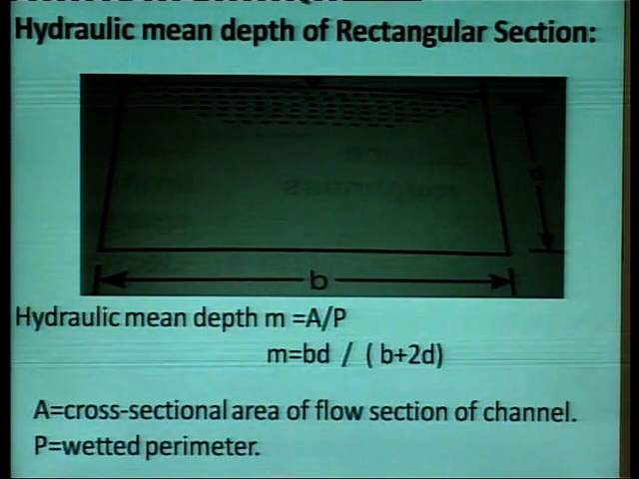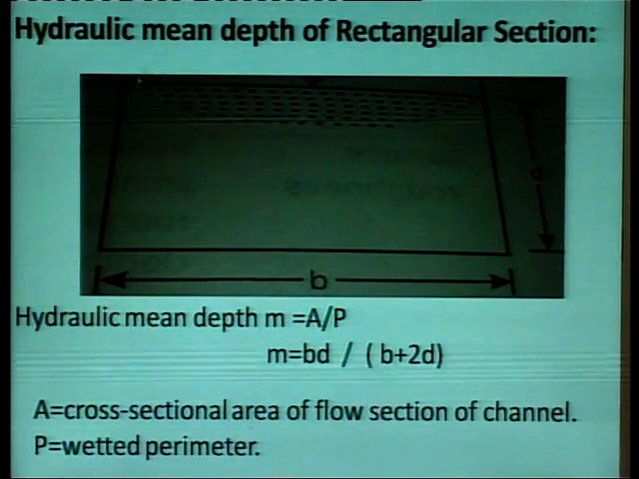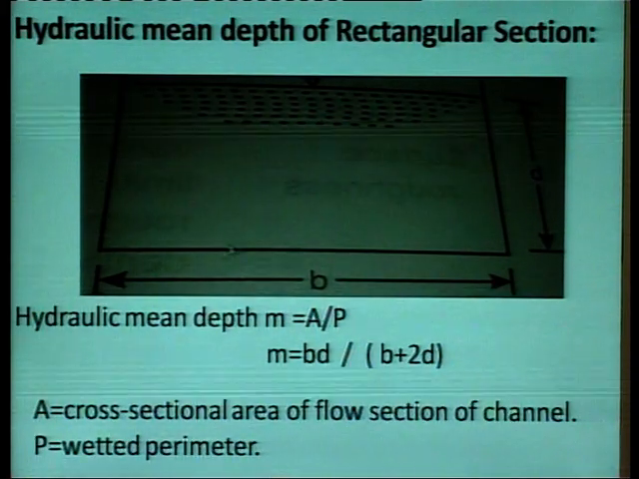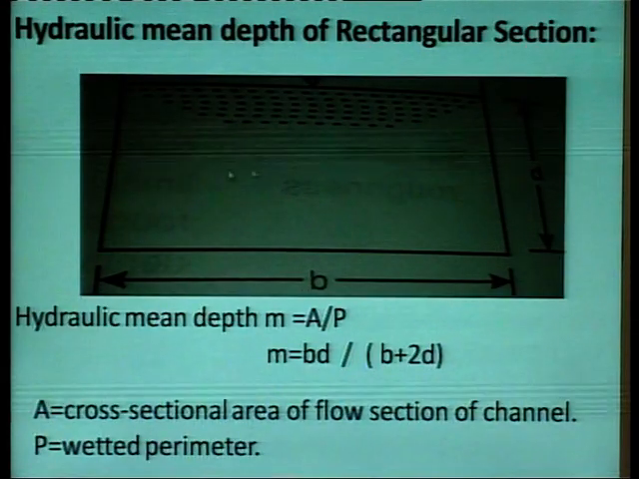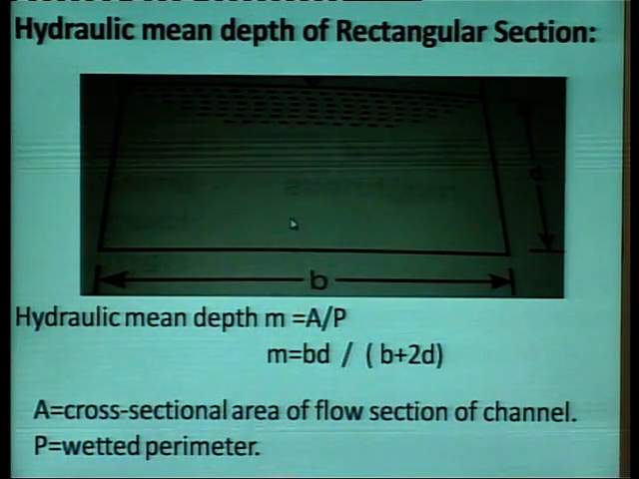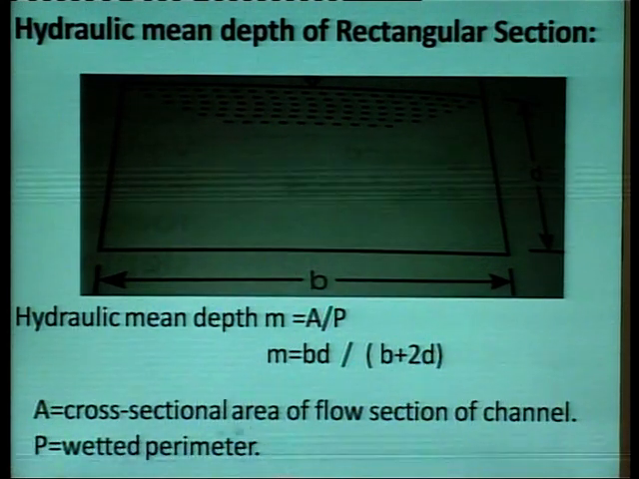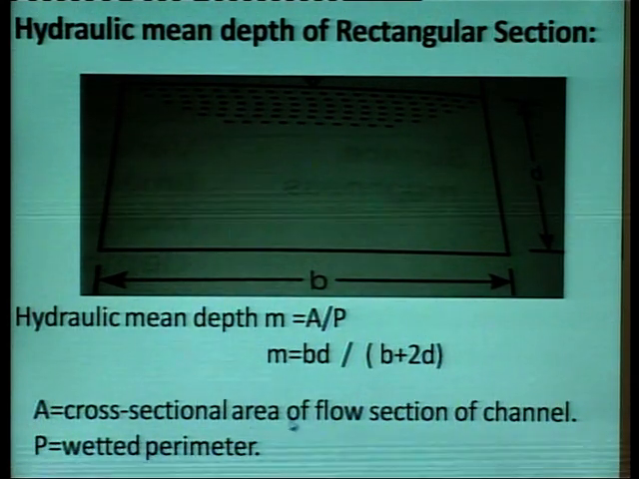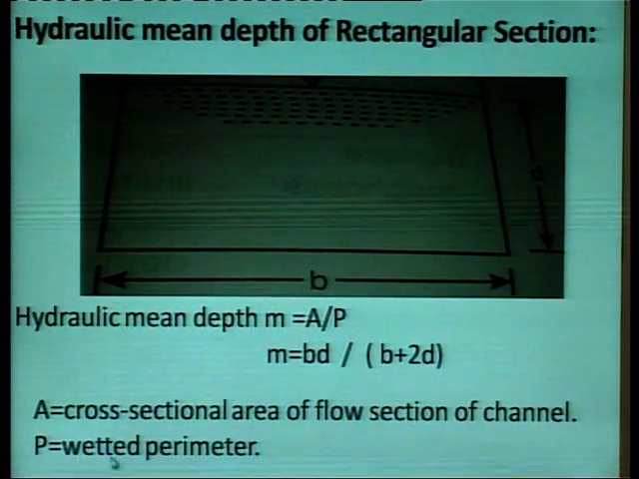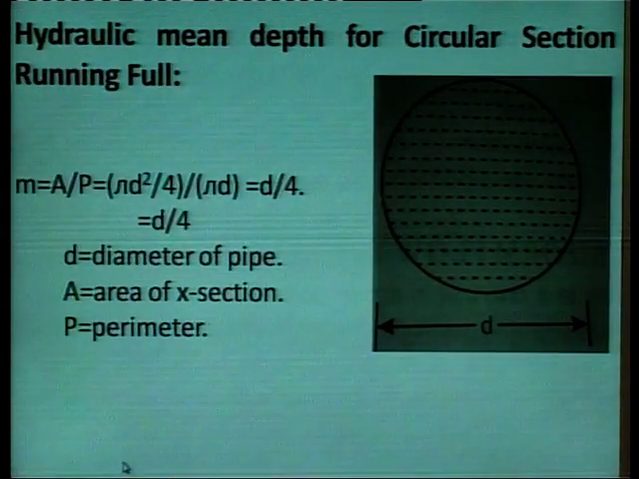The perimeter is the length of the surface in contact, just like this. This is D, this is B and this is D. So, it is equal to B plus 2D, where A is the cross section area of the flow of the channel and P is the wetted perimeter.